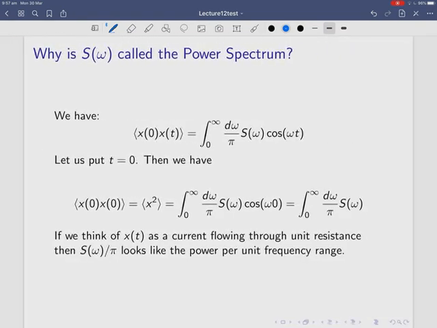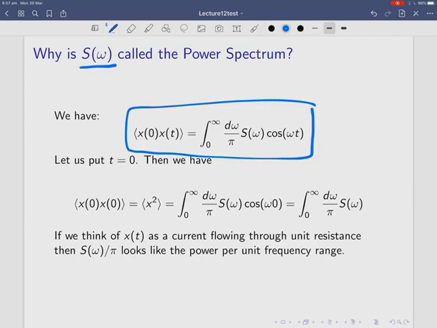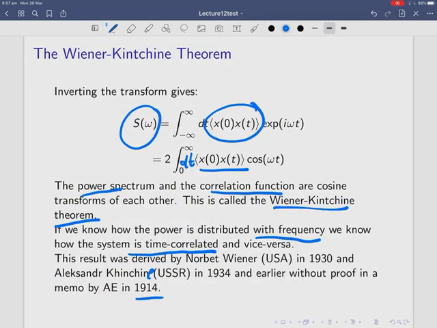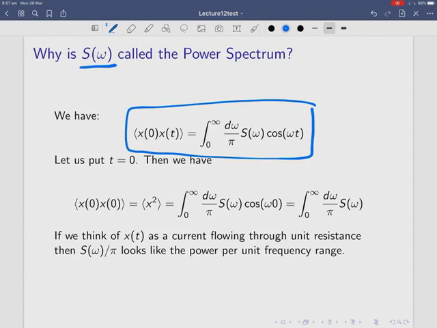So what I haven't described, at least, is why this thing is called the power spectrum. That wasn't made clear. So we have that this is true. And if we go back here, that's what we get. Let's put t equals 0. That means x of 0, x of 0. x of 0 times x of 0 is the same thing as x squared, the average value of x squared, which would look like that, putting t equals 0, which will just give us that. Which is very simple. It says that the average value of x squared is the integral over all positive frequencies of S of omega, apart from a factor of pi.